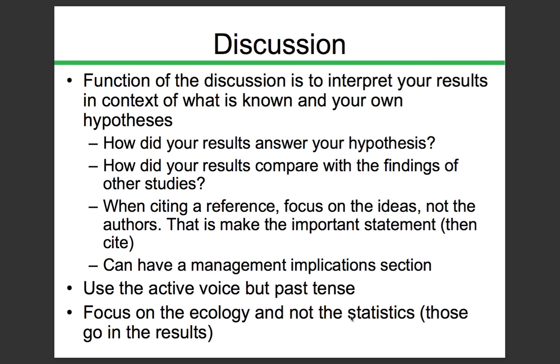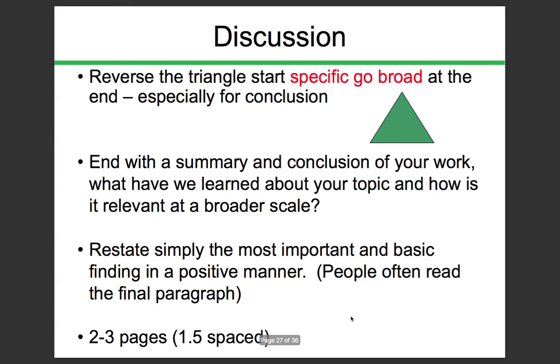And you should set up your discussion in that way. How did your results fit in the context of what you said you would do, and how did your results fit in the wider context of what we know? And when you're citing a reference, focus on the ideas, not the authors. That is, make the important statement, then cite the authors. And again, use the active voice but past tense, and focus on the ecology and not the statistics. Those go in the results.